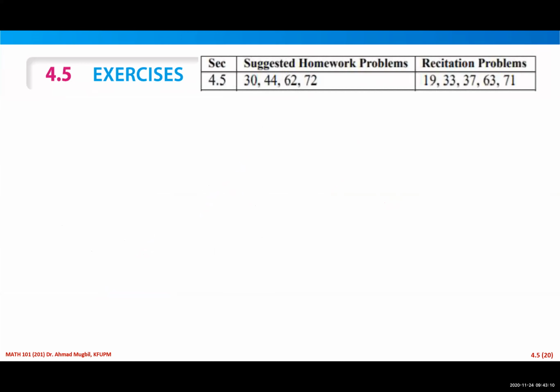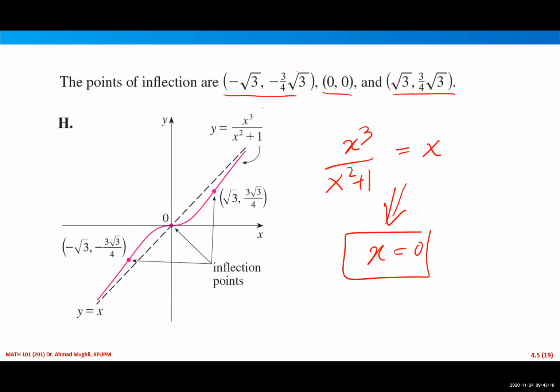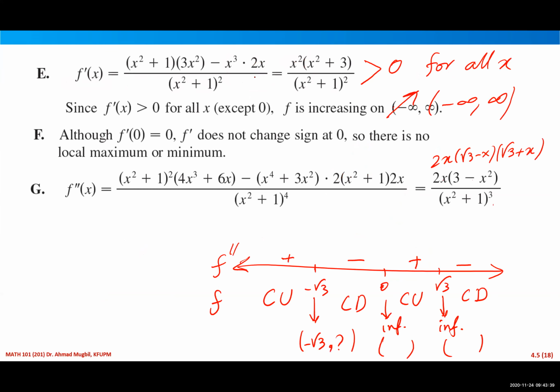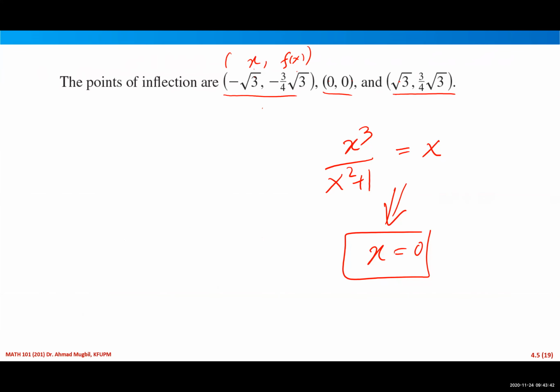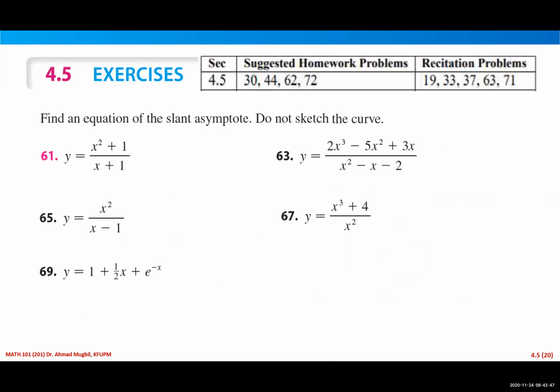Now we need to practice, shabab. We still have time. These are some exercises. When we find the inflection point, we substitute the x's in the first function, right? Yes, it's x and f of x, of course. They are on the graph. Always, shabab, we substitute when you find the critical numbers and you want to find the maximum and the minimum values, substitute the critical numbers in the function, and also when you want to find the inflection points.